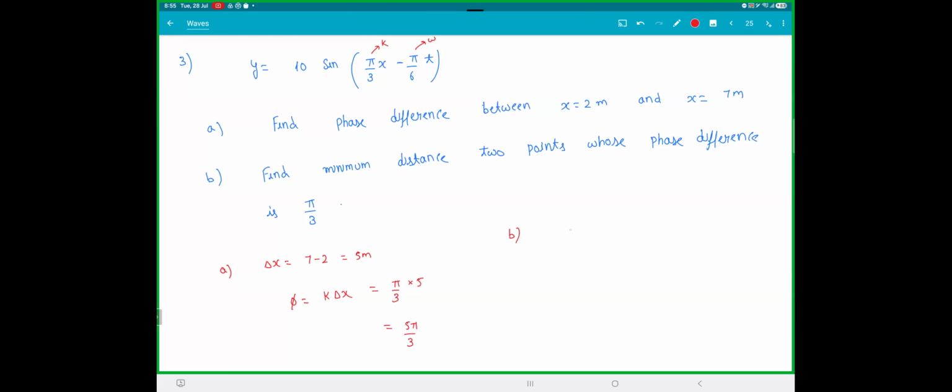The second thing, you want the minimum distance for the phase angle of pi by 3. So phase angle is 2 pi by lambda delta x. That's pi by 3 is equal to 2 pi by lambda delta x, or again, same thing, k delta x. K is pi by 3. So delta x is 1 meter, meaning you take any 2 points with a distance of 1 meter, that angle will always be 60 degrees.